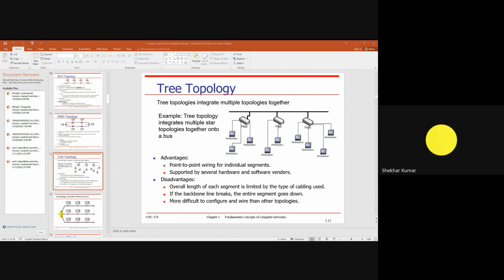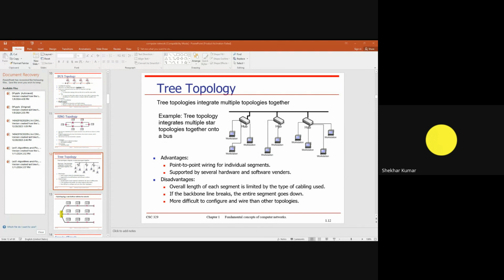In the tree topology, it is very easy to extend. If you want to extend, just put a node at the lowest level, as it is an extension of bus and star topology. It is easy to manage and maintain. But if we add more nodes, then maintenance will be difficult.